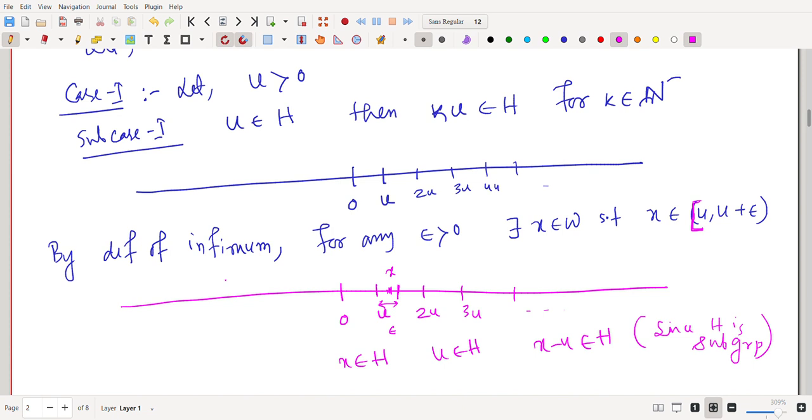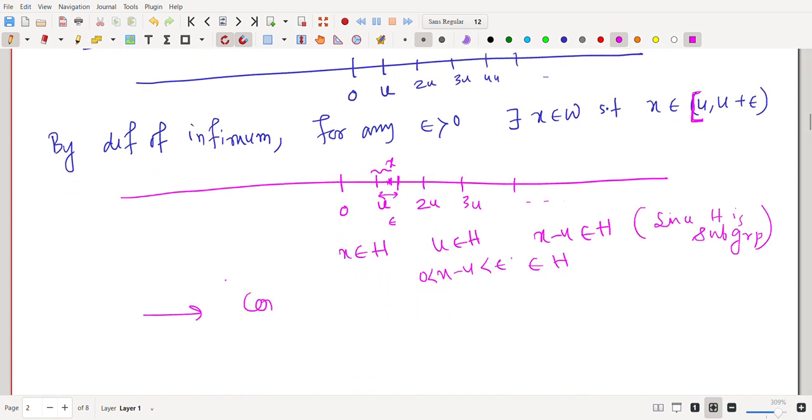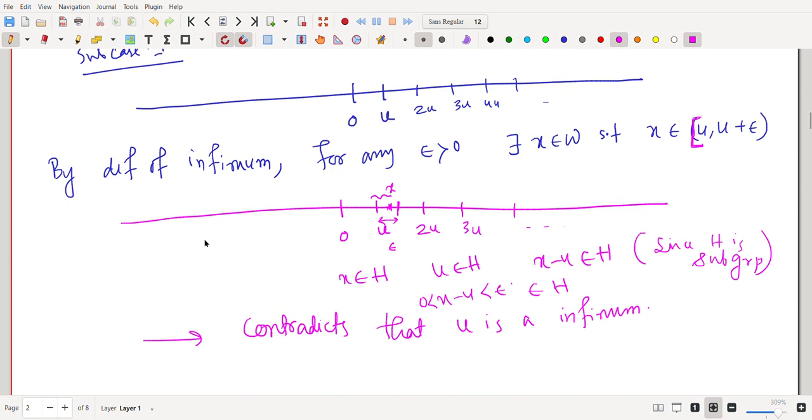Now what is x minus U? X minus U is this one, which is less than epsilon. So that is inside H, which contradicts that U is an infimum, because I can choose epsilon to be very small such that it is already less than U. I can choose epsilon to be very small, and for that also it should satisfy this, right? So that contradicts U being an infimum. So it is not possible, right?